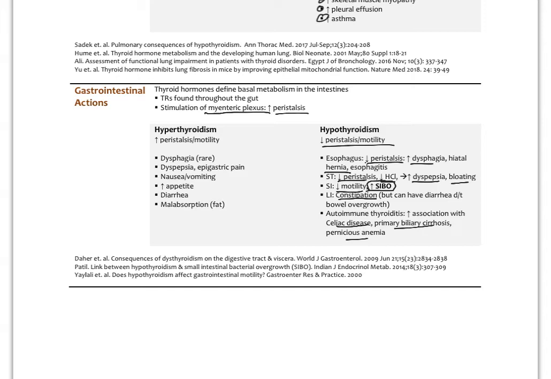In hyperthyroidism, we'll see increased peristalsis, motility, sometimes dysphagia, but often dyspepsia, epigastric pain, increased nausea, vomiting, increased appetite, diarrhea, and more steatorrhea and fat malabsorption. So these would all be the classic findings in hyper and hypothyroidism. Again, hypo, we're going to have usually more dramatic symptoms with that.